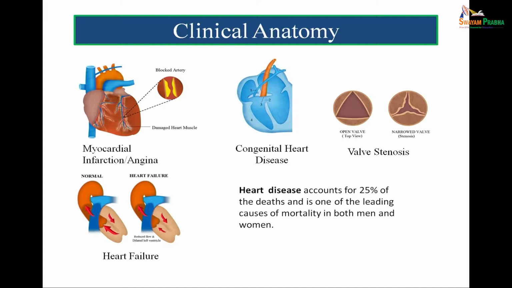Heart disease may manifest as congenital heart disease, or it may manifest as myocardial infarction or angina, in which there is a compromise of the blood supply of the heart. Heart disease may also manifest as valvular stenosis, or in many cases the heart may not function properly, what is referred to as heart failure. So today we are going to discuss the anatomical aspects vis-a-vis the human heart.